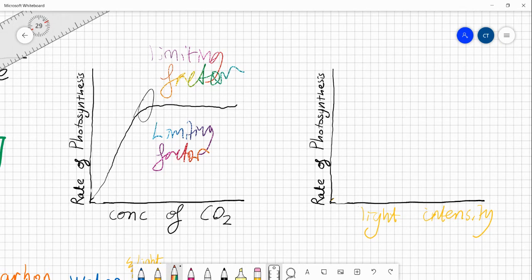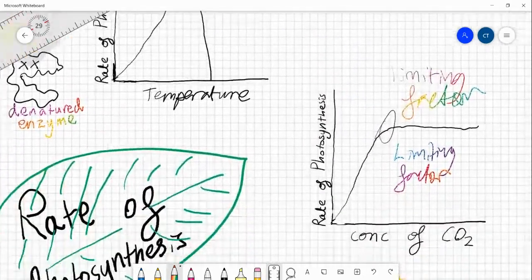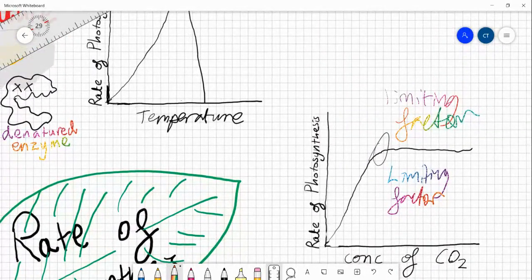So these two graphs would look pretty similar, but these graphs would look really different. You need to be able to recognize these graphs and explain why they are different.